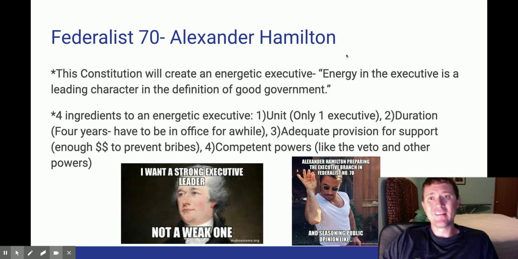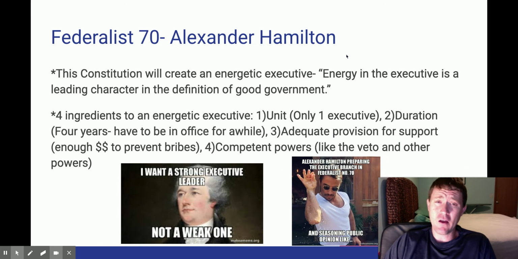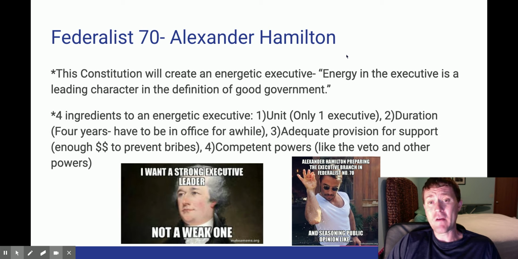All right, Federalist 70. We talked about this not all that long ago. Federalist 70 was written by Alexander Hamilton. And if you know Hamilton, you should all know that Hamilton wanted a lot of government power. He wanted a strong president. Remember, he argued at the Constitutional Convention that we should have a president for life, lifetime president, which sounds a lot like a king, right?